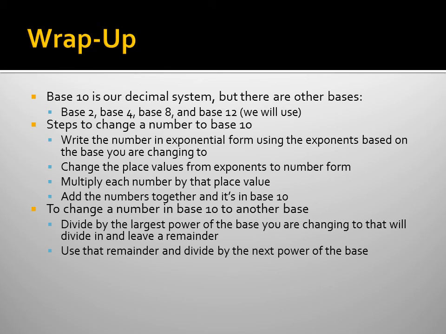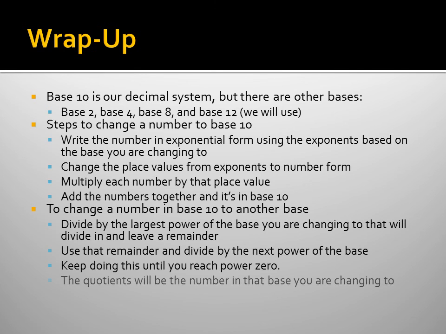Go back and review this lesson again to find out how you find the remainder. Once you have the remainder, then you use that remainder and divide by the next power of the base. And you keep doing this until you reach power 0. The quotients, or the answers that you get across the top, will be the number in the base that you're changing to. If you need to review this lesson, you can print it out using the link to the right-hand side of this video on the web page, or you can go back and review this video again.